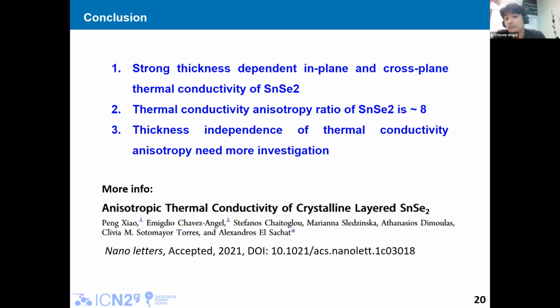And the thickness independence of the thermal conductivity, the anisotropy ratio, we don't know why this is constant. And we think we need more investigation about it.